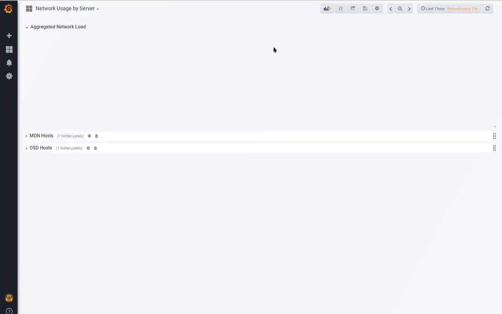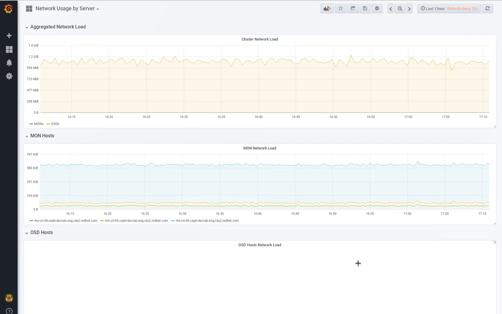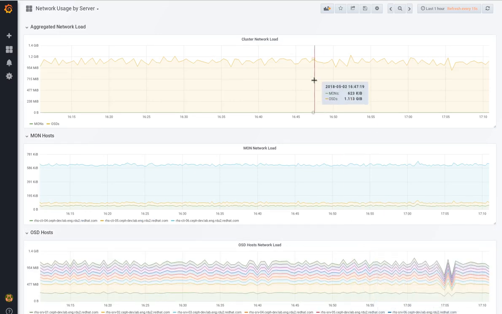And then the final one is network. No surprises here. We're using the node exporter, so we've got access to the network stats. Here's the cluster load as a whole, and then we break it down into the OSD hosts and the cluster mons.